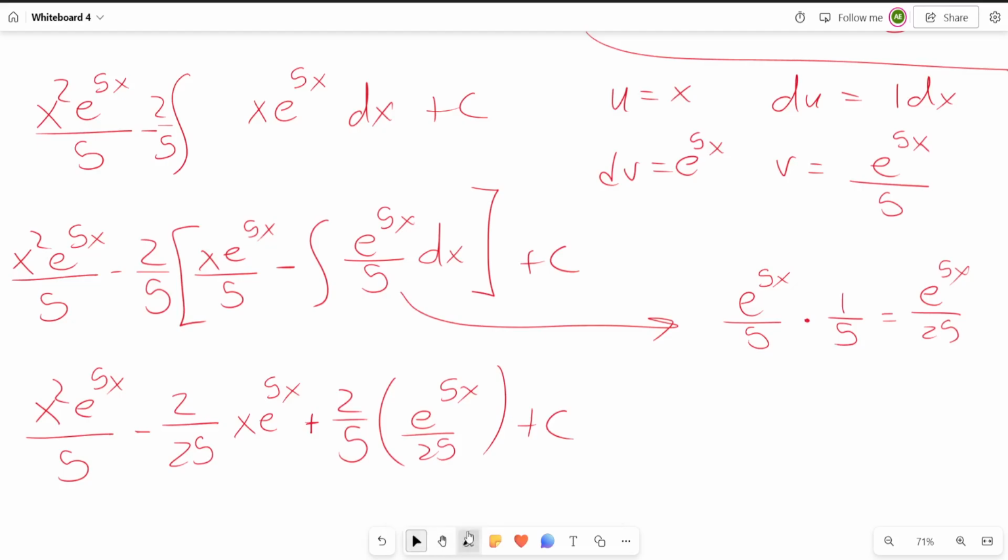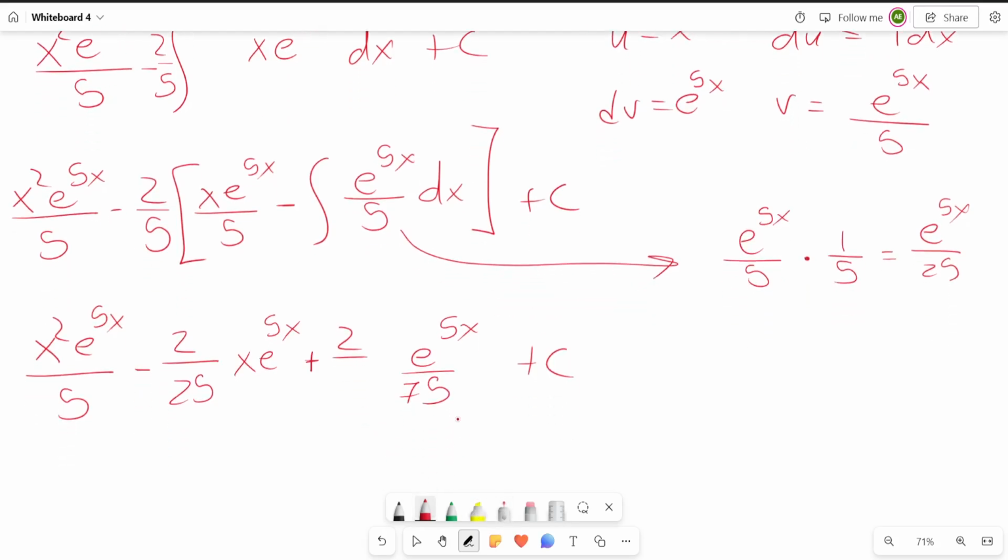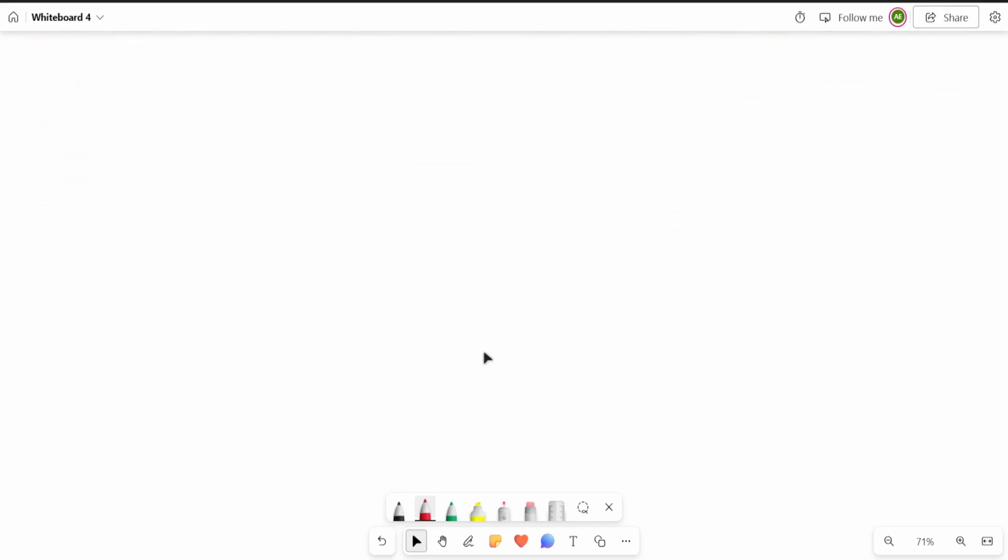So multiplying these two together is going to give me 5 times 25 is 75. So it's going to be this whole thing divided 75. So I can rewrite this as 2e to the power of 5x over 75 plus c. And this is the correct answer. Yes. Okay. Let's take one more example.